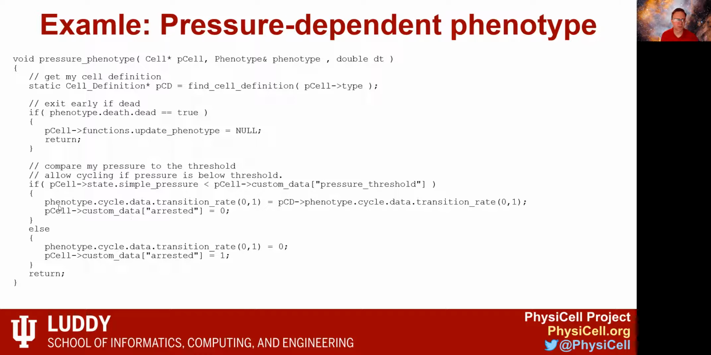And so what we'll do is we'll take my transition rate from phase G0, G1, basically, to phase S. I'm going to take that transition rate and grab it from my parent line, from my cell definition. So cell definitions phenotype that rate. And I'm going to set a custom variable of arrested to 0. But if my pressure does exceed the threshold, then I'm going to overwrite that transition rate from phase 0 to phase 1 to 0, and I'm going to put the cell in an arrested state and then exit the function.